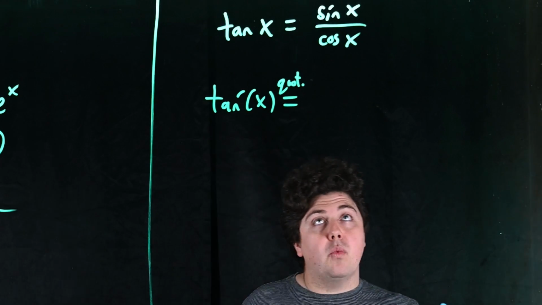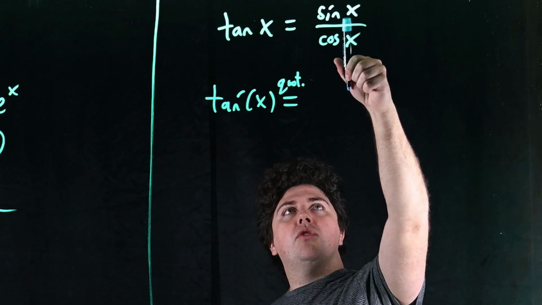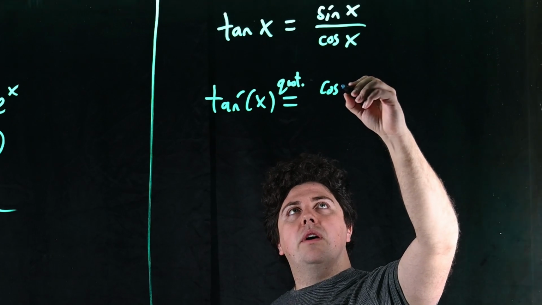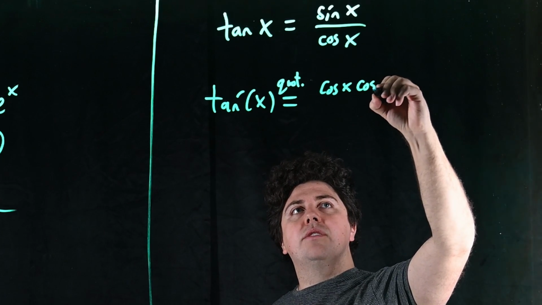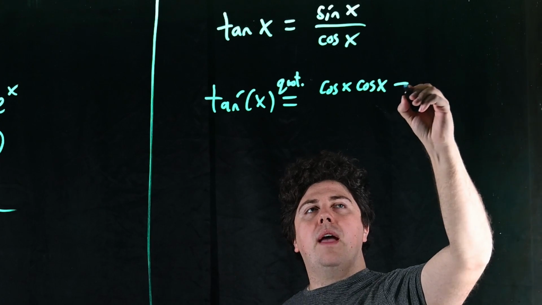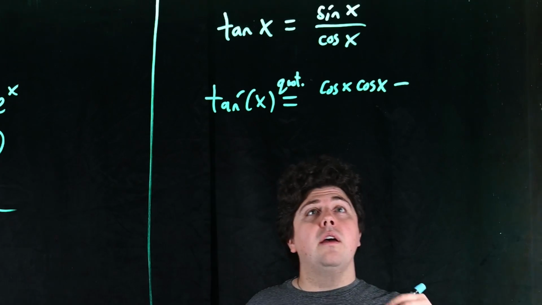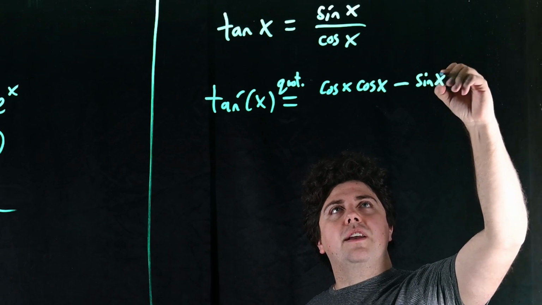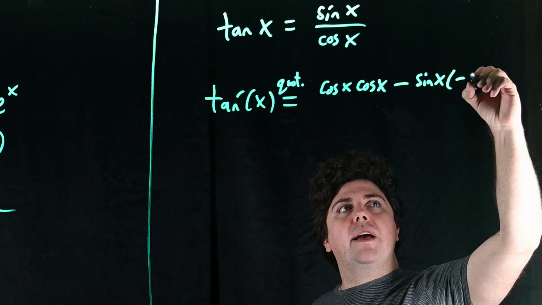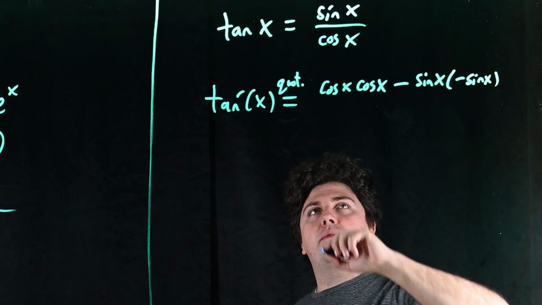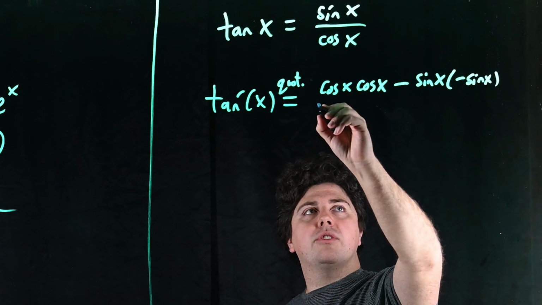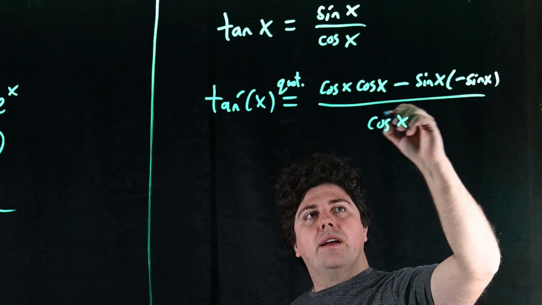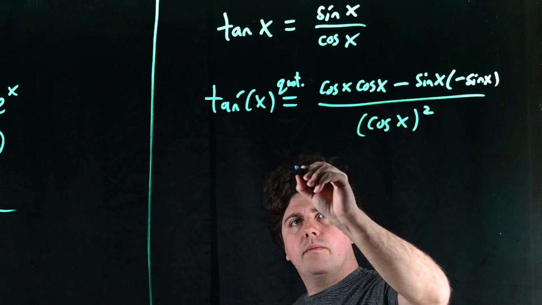So what is this? Well, it's the derivative of the top guy times the bottom guy. The derivative of the top guy is cosine of x, so we get cosine of x times cosine of x, and then minus, and then the top guy times the derivative of the bottom guy. The top guy is sine of x, the bottom guy is minus sine x, because the derivative of cosine is minus sine x. And then downstairs we get cosine of x all squared.